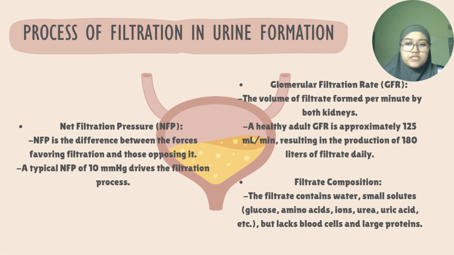Moving on is the net filtration pressure, NFP. NFP is the difference between the forces favoring filtration and those opposing it. A typical NFP of 10 millimeters of mercury drives the filtration process. In addition, glomerular filtration rate, GFR, is the volume of filtrate formed per minute by both kidneys. A healthy adult GFR is approximately 125 milliliters per minute, resulting in the production of 180 liters of filtrate daily.